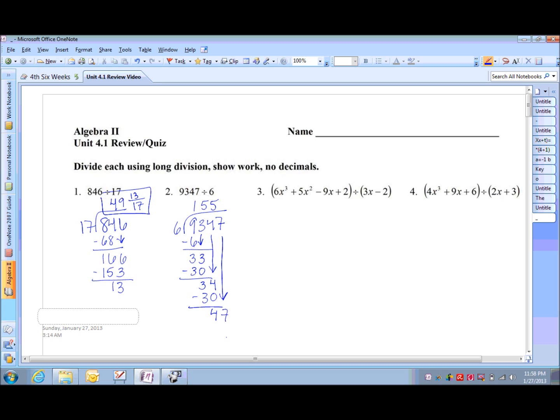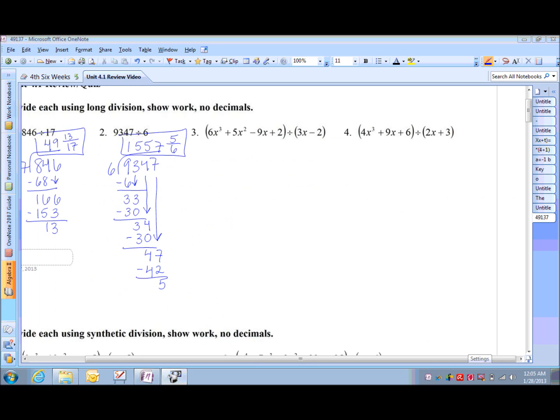Bring down the 7. And 6 goes into 47 7 times. And 7 times 6 is actually 42. And when you subtract 42 from 47, you're left with 5. So there's nothing left to bring down, so we put 5 over what we're dividing by, which is 6. So your answer is 1,557 and 5 over 6.